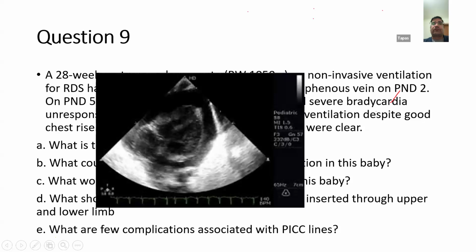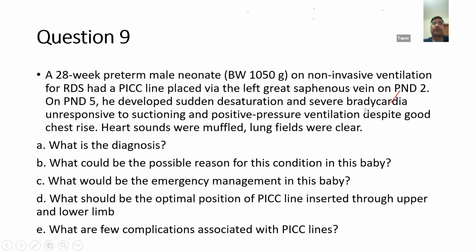You can see this is an echo also. Diagnosis. Tamponade. Okay. What could be the possible reason for this condition? Okay, PICC line. Migrated PICC line. What would be the emergency management in this baby? Pericardiocentesis. Okay. What should be the optimal position of a PICC line inserted through the upper and lower limb?